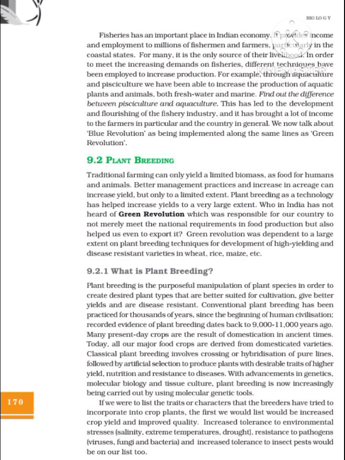9.2 Plant breeding. Traditional farming can only yield a limited biomass, as food for humans and animals. Better management practices and increase in acreage can increase yield, but only to a limited extent. Plant breeding as a technology has helped increase yields to a very large extent.